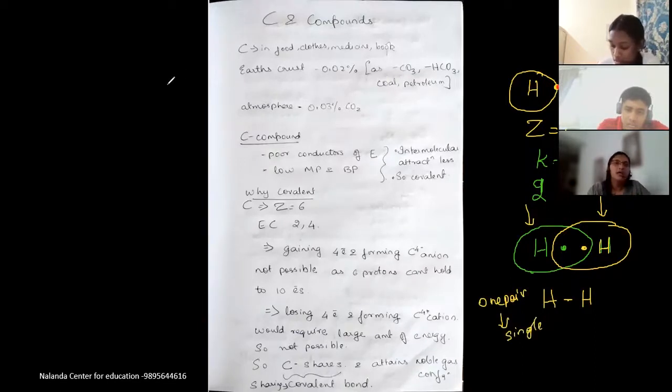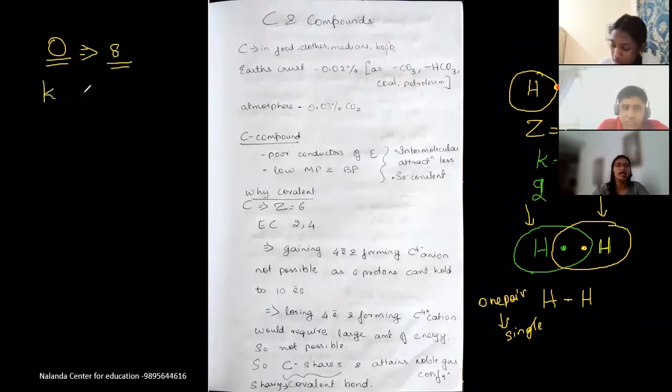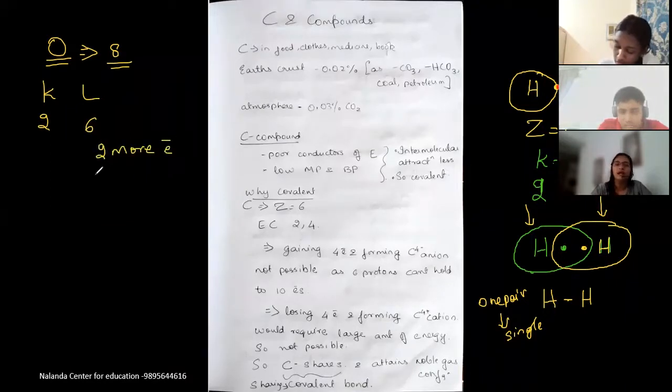All right. Now coming to the case of oxygen. The atomic number of oxygen is 8, ladies and gentlemen. So what is the electronic configuration? 2, 6. How many electrons does oxygen require? 2 more electrons are required. So when we are drawing the dot structure, we will be drawing only the outermost electrons.